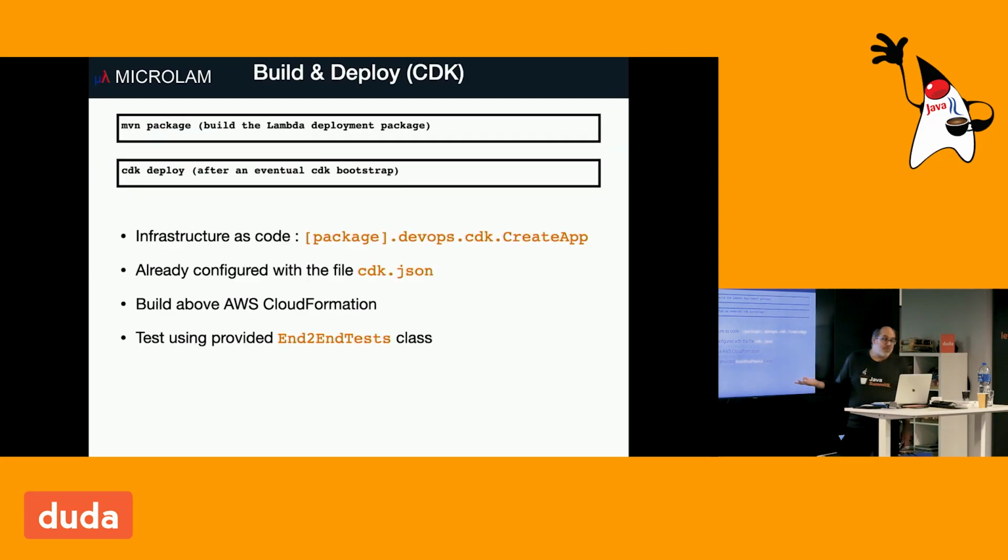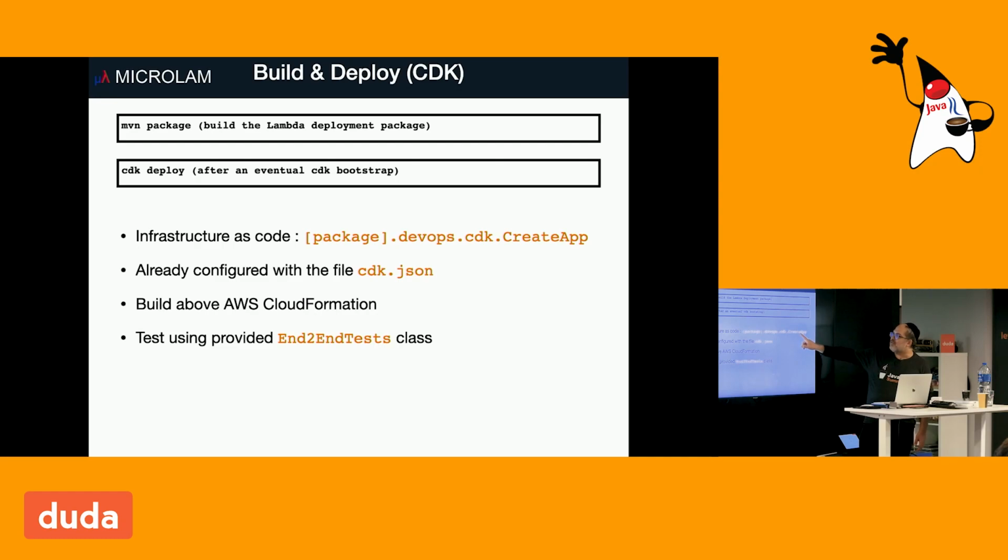Okay, how to build? Simply Maven package. I couldn't do something simpler. And it will build your Lambda deployment package. So you will have in your target folder the zip with everything you need to deploy. And for the CDK, you don't do anything, just CDK deploy, eventually after CDK bootstrap, if you never did it on your machine. And everything will be in the cloud.